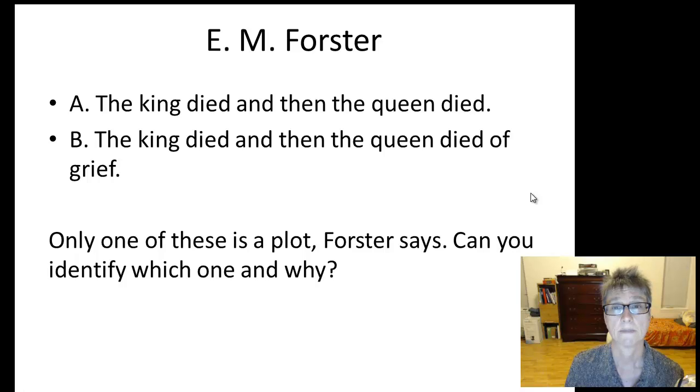Moving on to the 20th century, E.M. Forster, who's kind of a hero of mine, and I'm very fond of his book, Aspects of the Novel. In Aspects of the Novel, E.M. Forster invites you to consider these two, let's call them statements. A, the king died and then the queen died. B, the king died and then the queen died of grief. Okay, according to E.M. Forster, one of these is a plot, and one of these is a story. Here's your at-home quiz. Which one is which?